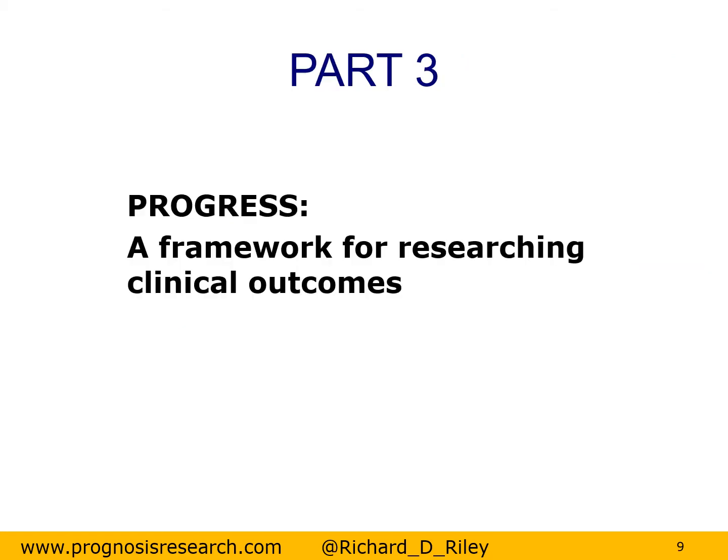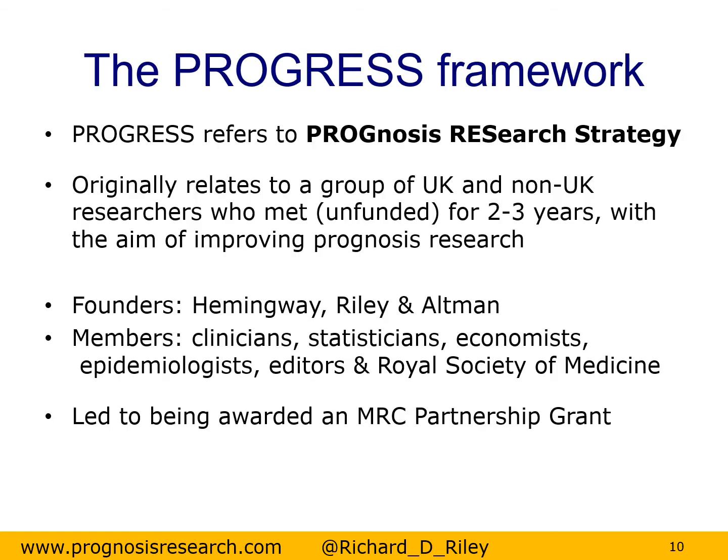And now I want to introduce to you the PROGRESS framework. So PROGRESS refers to the Prognosis RESearch Strategy, and the PROGRESS group relates originally at least to people who met unfunded for about 3 years, but all had the same heart to improve the quality of prognosis research. And it was led by myself, Harry Hemingway at UCL, and Doug Altman at Oxford, and we'd all observed over many years the problems of prognosis research in terms of poor analysis, poor study design, poor reporting, and general poor quality that led us to be very worried about the field.